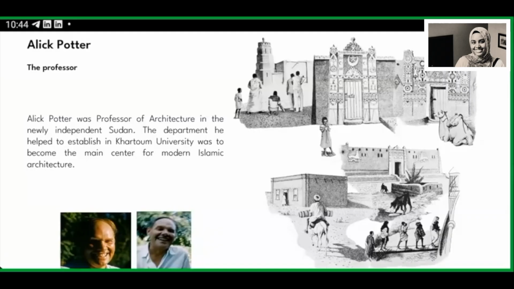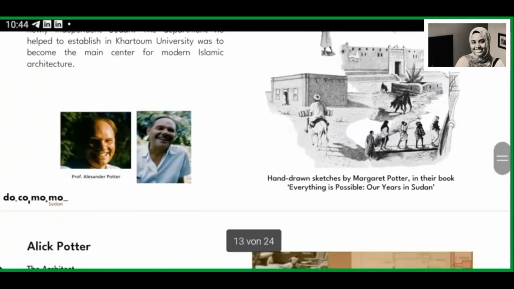So the book is a very interesting piece of art that documents the journey of Alec Potter here in Sudan as a professor and as an architect. And it also documents some of the unique sketches drawn by his wife, and how living in Sudan and designing for Sudanese people affected his and his wife's lives.